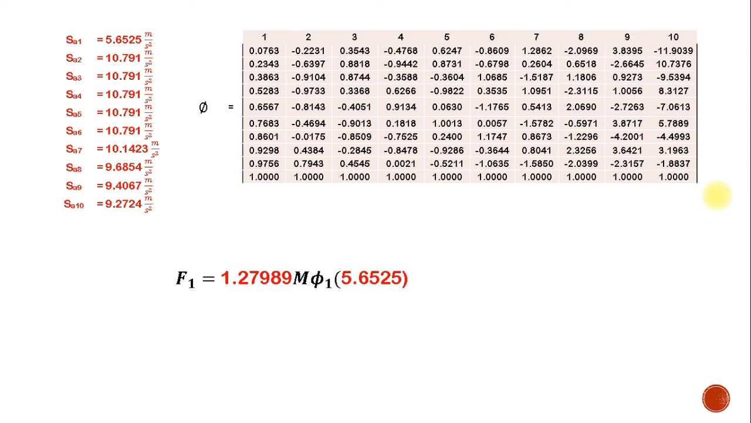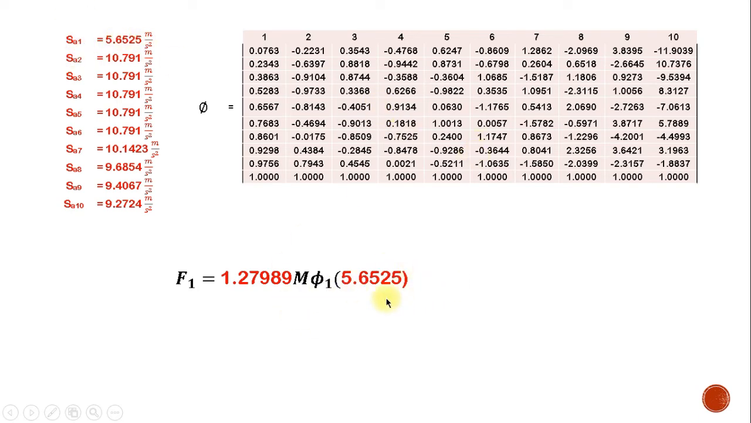So for our lateral force at mode 1, this 1.27989 is our modal mass participation factor for mode 1, times our M, the mass matrix that we showed earlier, times our phi 1, our mode shape vector. So that's all. The other columns are not included, because mode 1 lang yung ating i-compute. So this column is the one we consider.